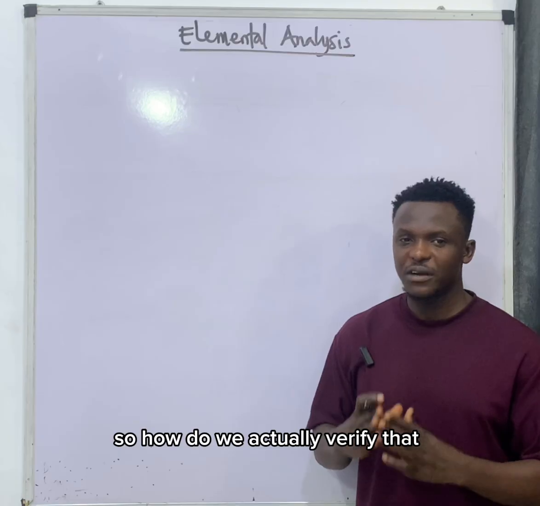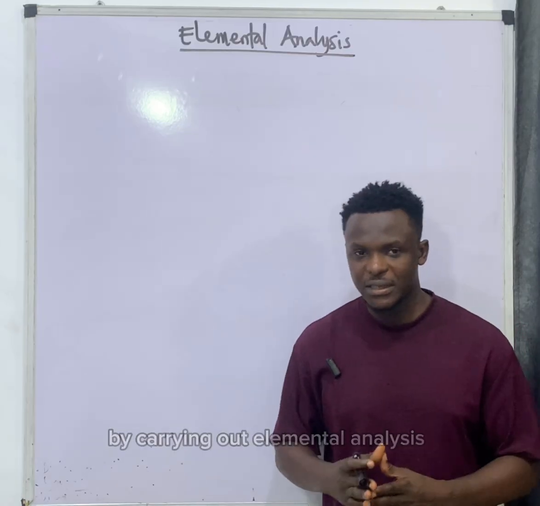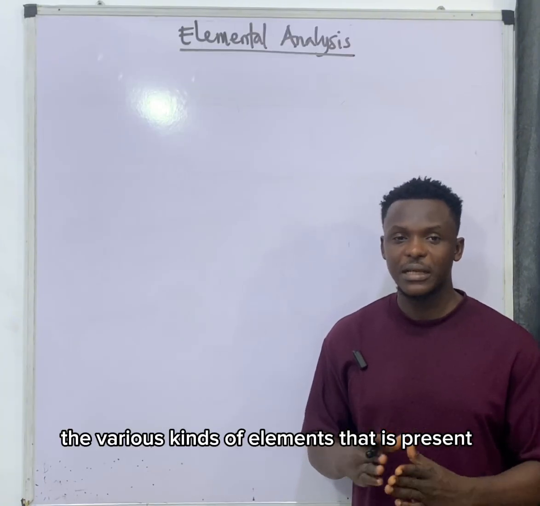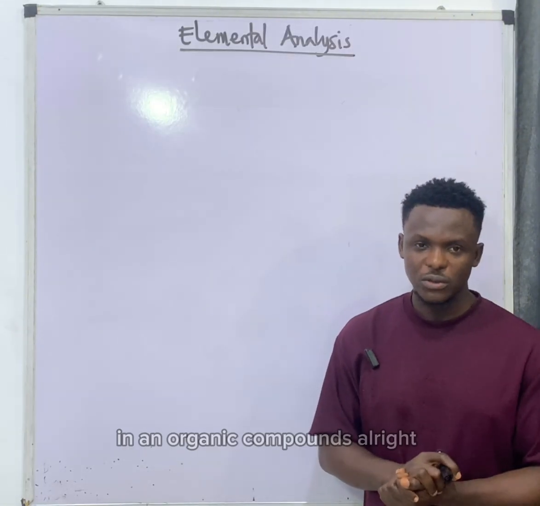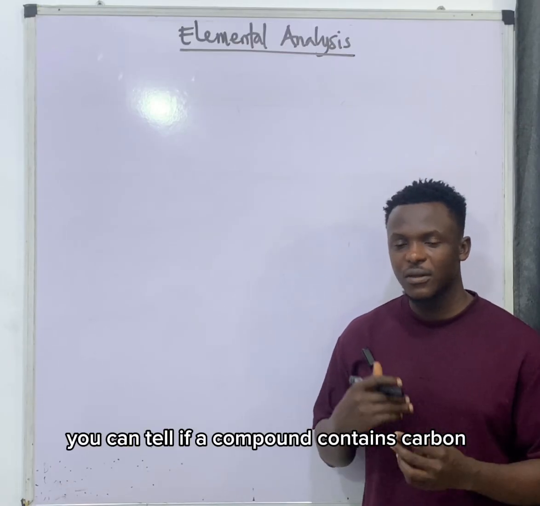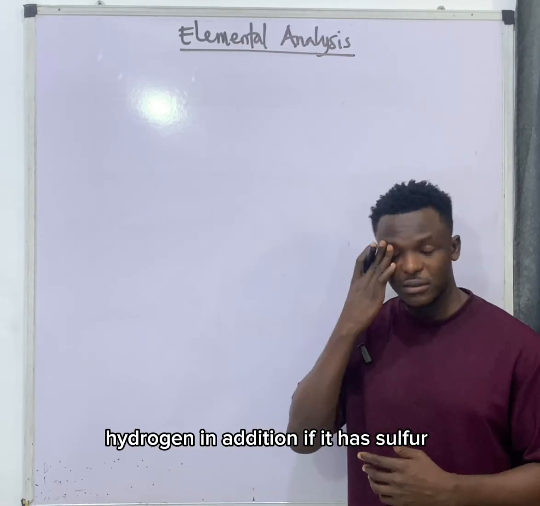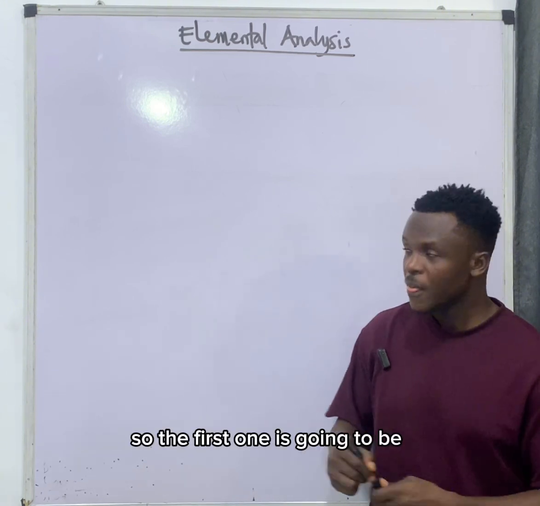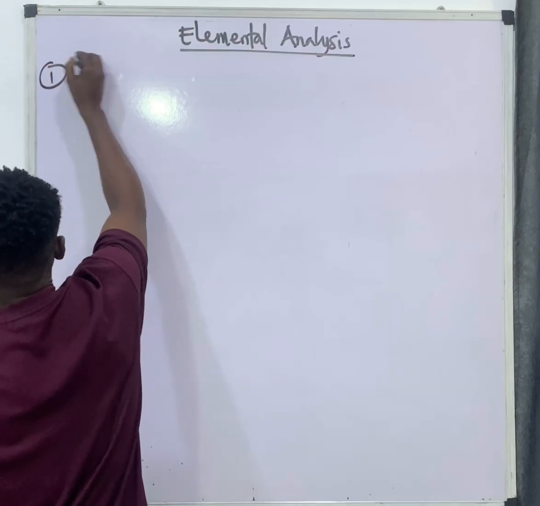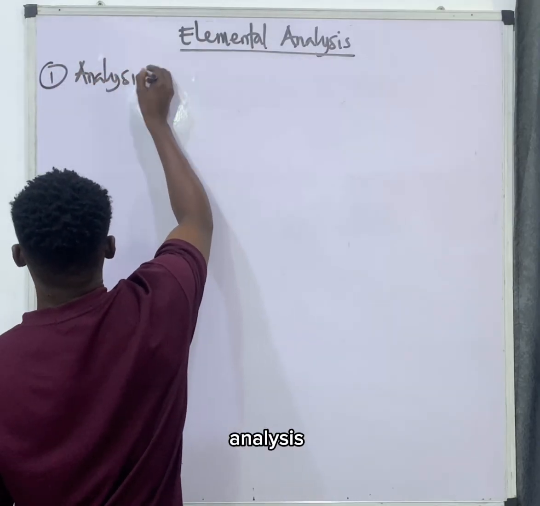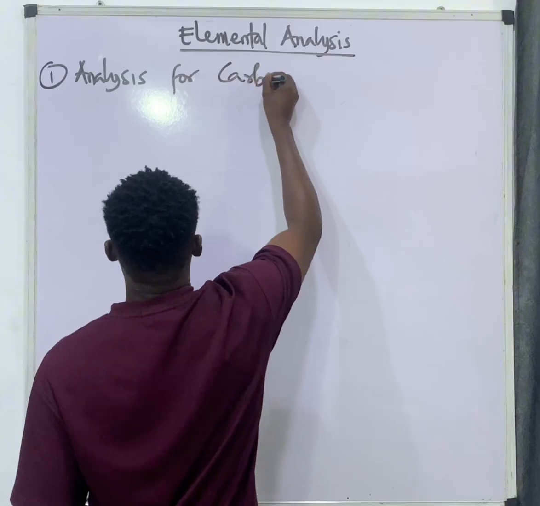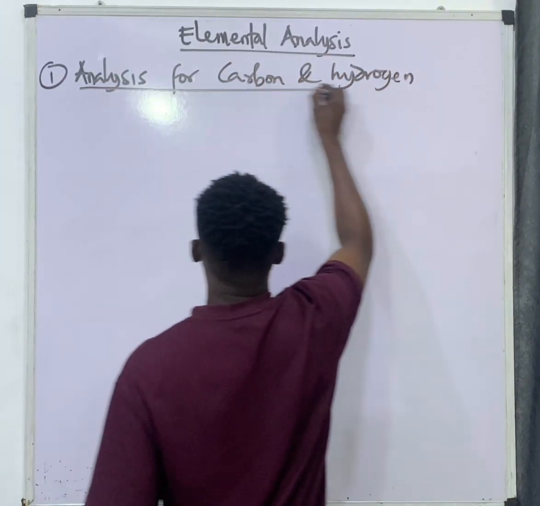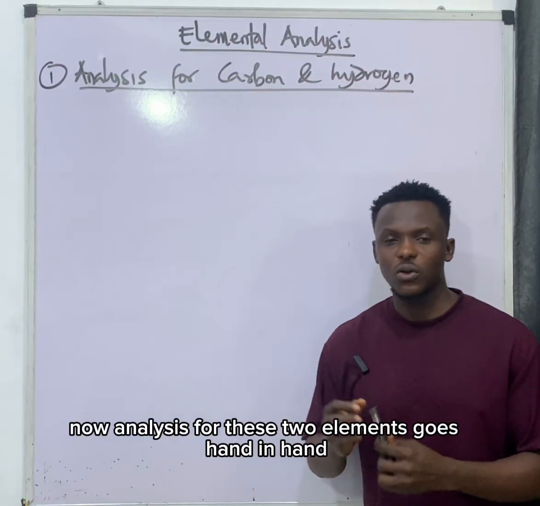So how do we actually verify that? By carrying out elemental analysis. Elemental analysis is analysis to identify the various kinds of elements present in an organic compound. Once you carry out this analysis, you can tell if a compound contains carbon, hydrogen, in addition to sulfur, nitrogen, halogens, and the rest of them. The first one is analysis for carbon and hydrogen. Now, analysis for these two elements goes hand in hand.